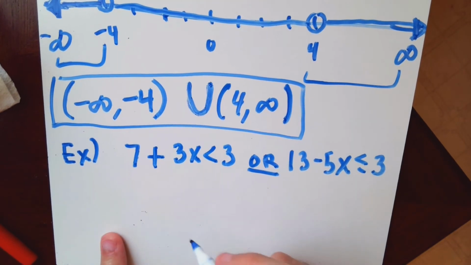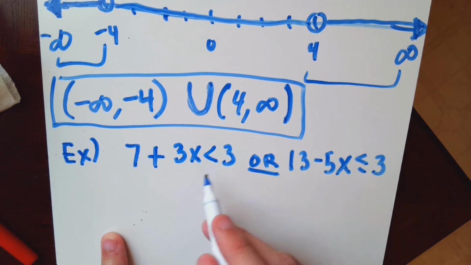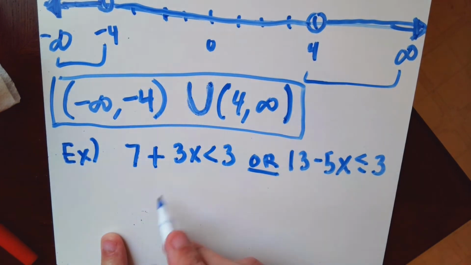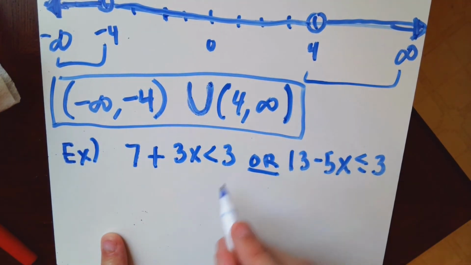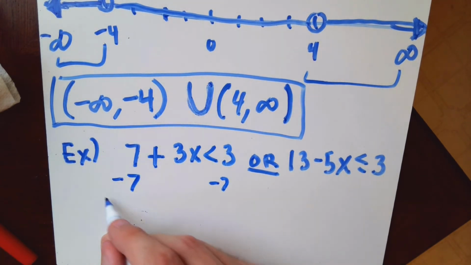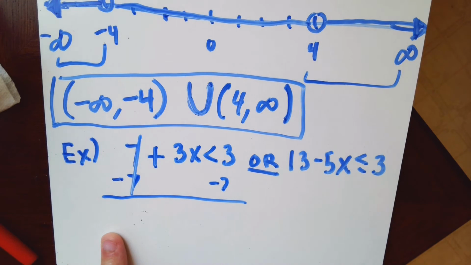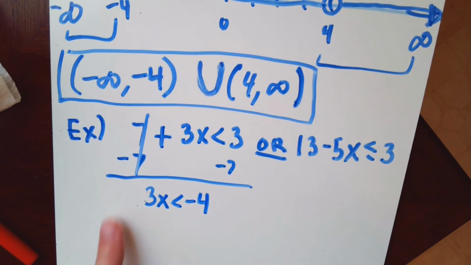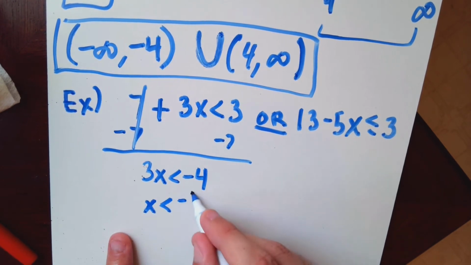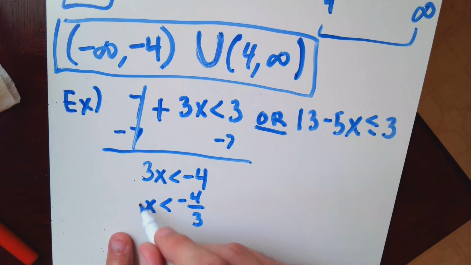Sorry, I said conjunction, but we take each inequality and we solve them separately. So we begin by subtracting 7 from each side. Those cancel, and we're left with 3x is less than negative 4. And then after dividing by 3, we get x is less than negative 4 over 3. All right, that's a part of it.